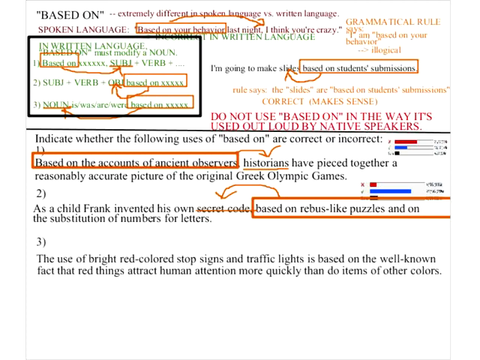Okay, example number 3. The use of bright red-colored stop signs and traffic lights is based on the well-known fact that red things attract human attention more quickly than do items of other colors. If you think this is okay, give me the green check. Give me the red X if you think it's not okay.